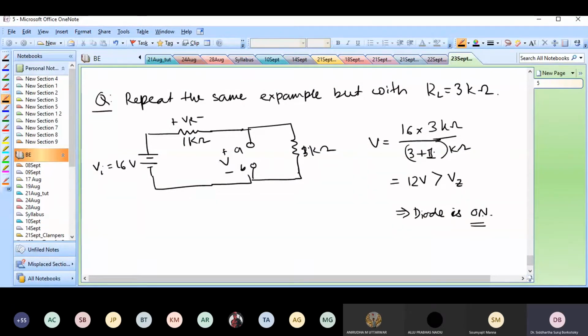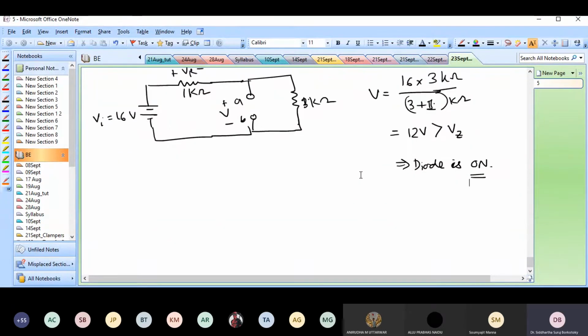So now I have a circuit where the diode is on. So now I take this circuit and replace the diode. I put the diode back in. So now I have VI of 16 volts, 1 kilo ohm, so I have VR, and some current flowing through it, IR.